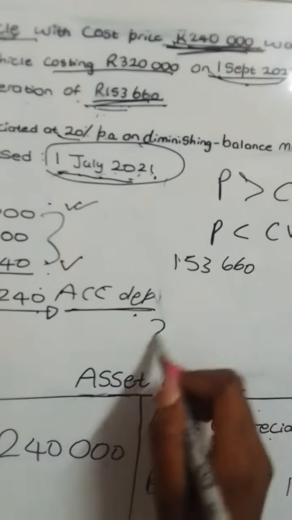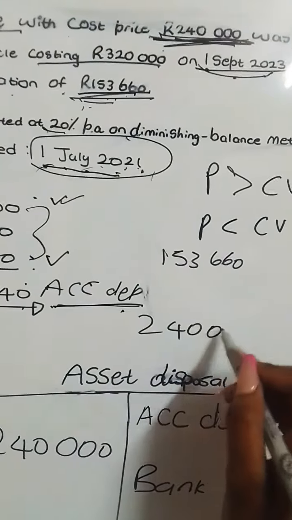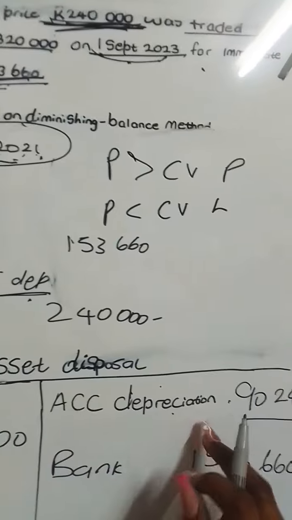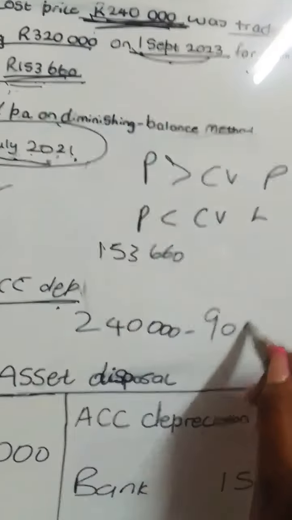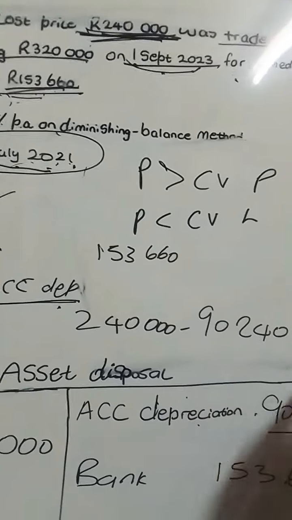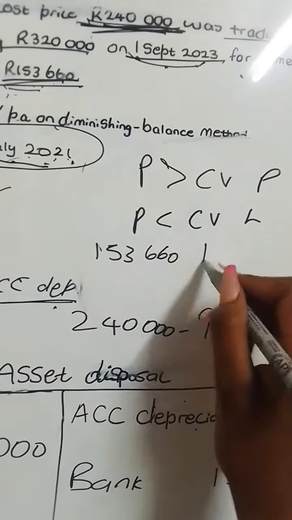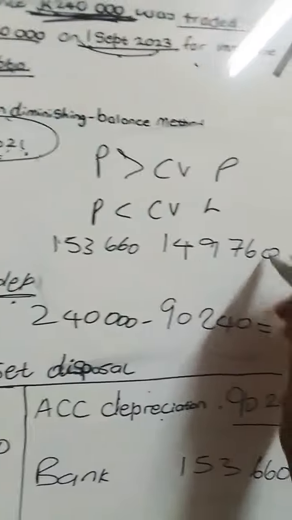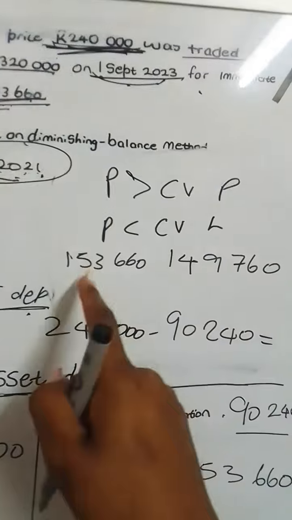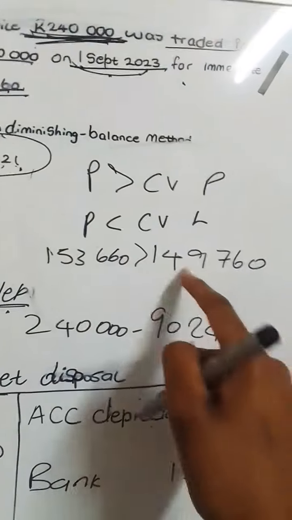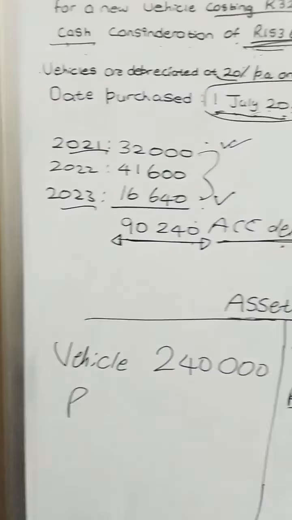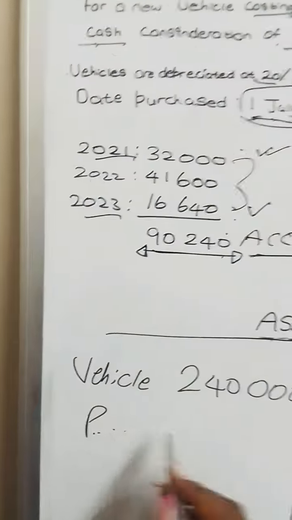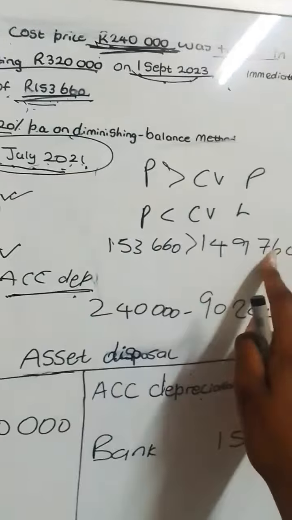Right, now let's get the carrying value. The carrying value, you're going to say the cost price of this asset, which is 240,000, minus the accumulated depreciation, which is 90,240. You're going to get your carrying value, which is 149,760. Right, you can see here that your proceeds are greater than your carrying value, which means you made a profit. Your profit will go away on the debit side of your asset disposal. It's profit on sale of assets.